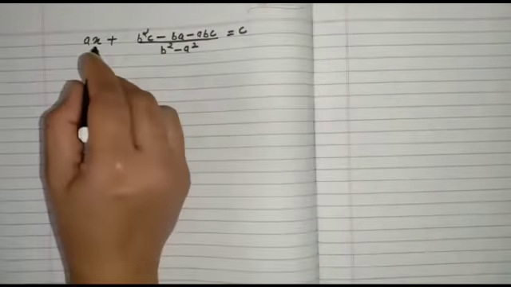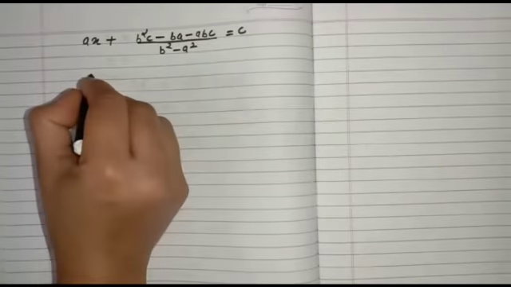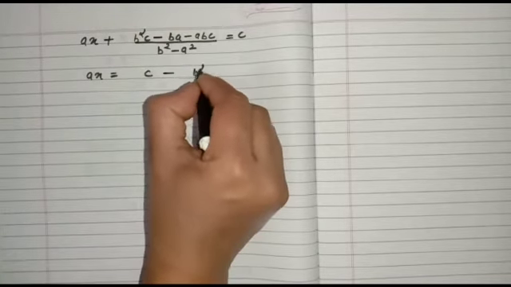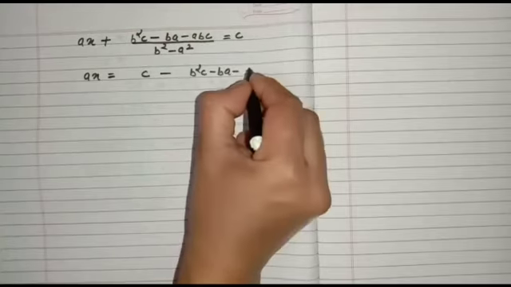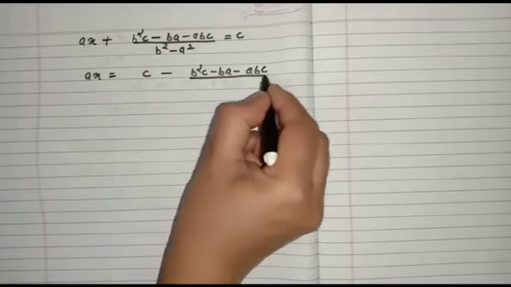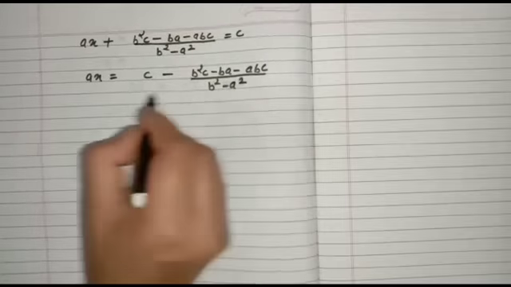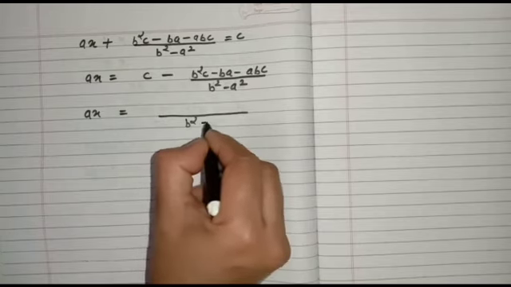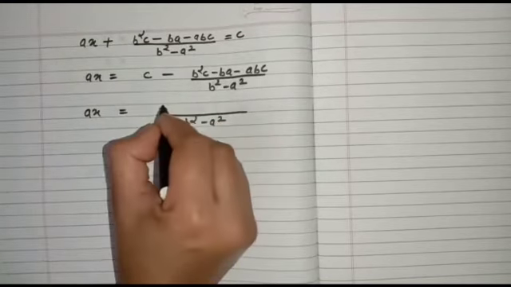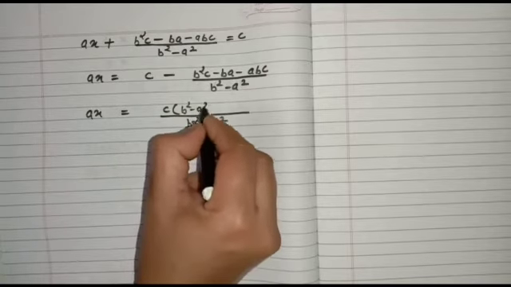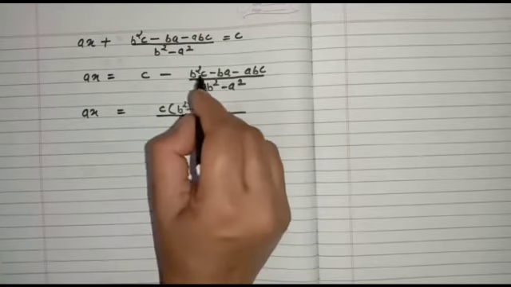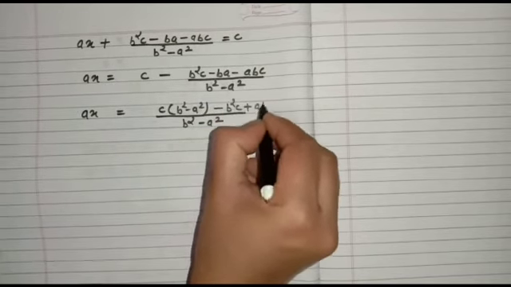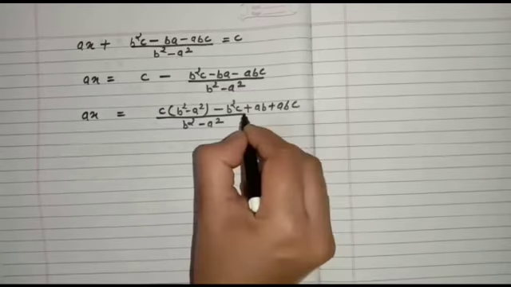Since we have to find the value of x, we will shift this term to the right hand side and we will get ax equals c, plus will convert into minus, b square c minus ba minus abc upon b square minus a square. Then we will take LCM. Obviously LCM will be b square minus a square. Now we will multiply this c by b square minus a square, and for this minus sign, change all the signs: b square c plus ab plus abc.